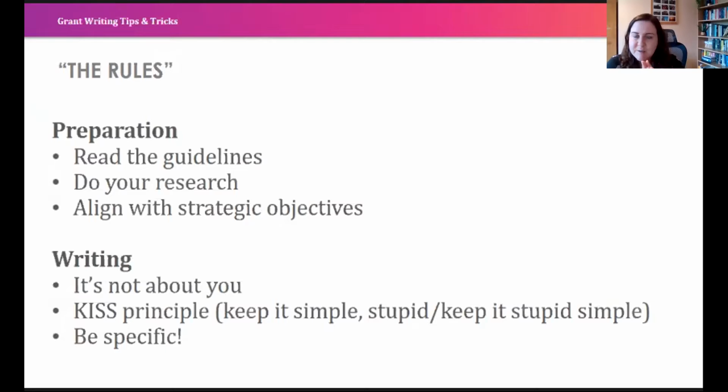If it helps to print it out, because you're more likely to skim read on a screen, then do that. Do your research. Don't take it as a given that people will understand that this is a good idea.